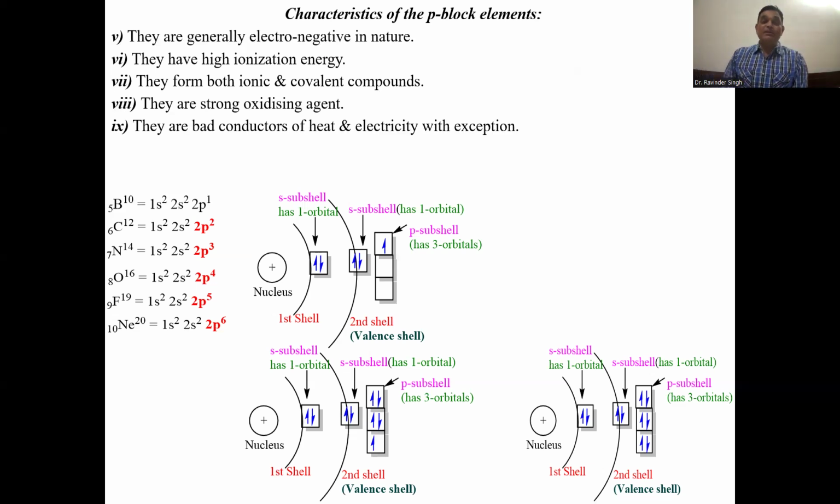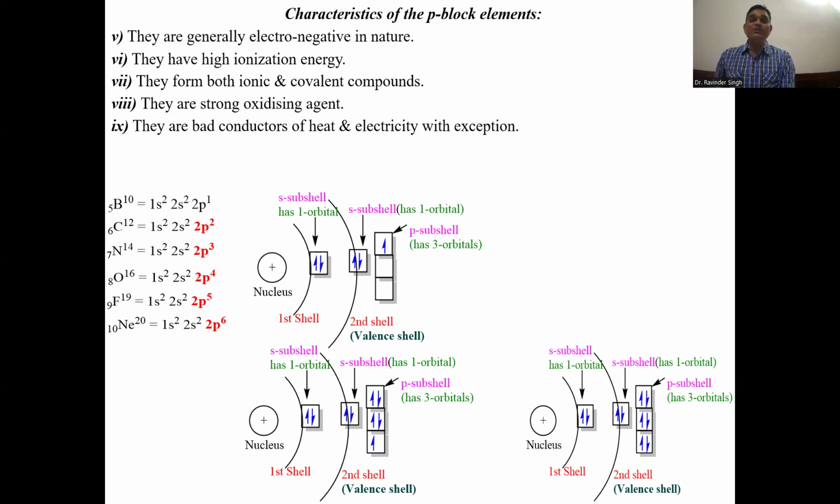The next characteristic of the p block elements: they are poor conductors of heat and electricity, with some exceptions, because we have already discussed that some elements present at the top have non-metallic nature. As we move down the group, the size increases, the tendency to lose electrons increases, so some metallic character arises. Generally, most p block elements are bad conductors of heat and electricity, with some exceptions.